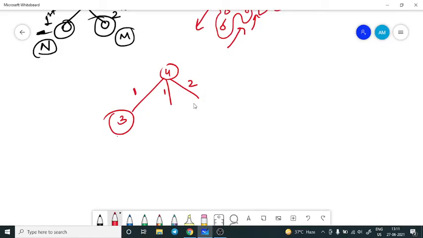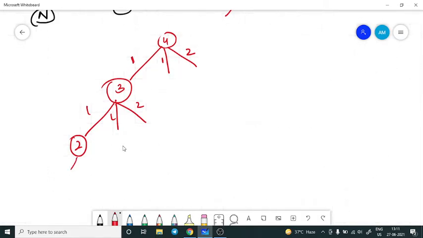Now again for 3 we have three choices, either to pick one, this one or this two. So if I pick this one, I am left with 2. So this will go on and on until it becomes 0. Until it becomes 0. So this is our base condition.